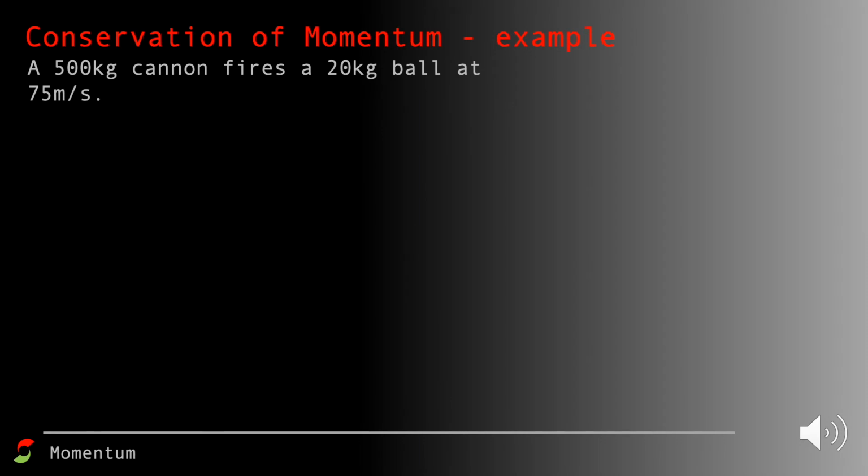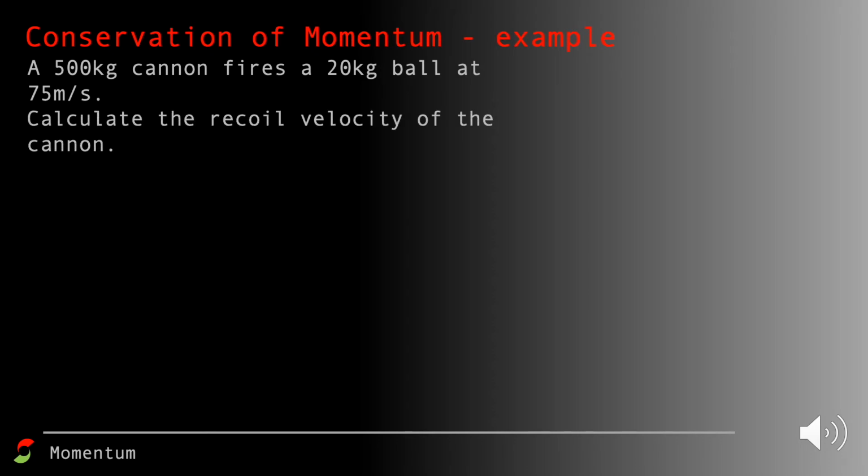So let's have a look at another example. In this one, we're going to be looking at a cannon firing a ball. And we're going to calculate something called recoil velocity. So here we've got a 500 kilogram cannon firing a 20 kilogram ball, and the ball is fired out at 75 meters per second. So we're going to draw a before and after.